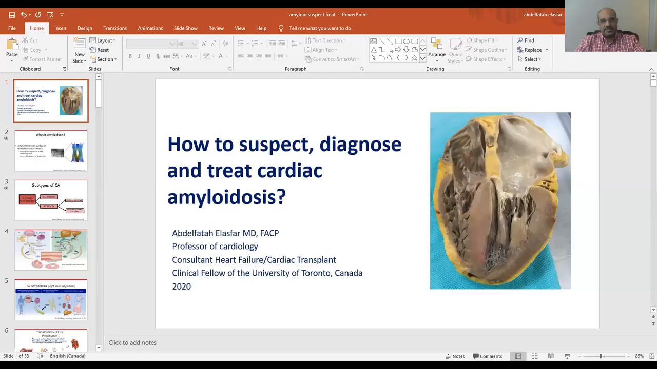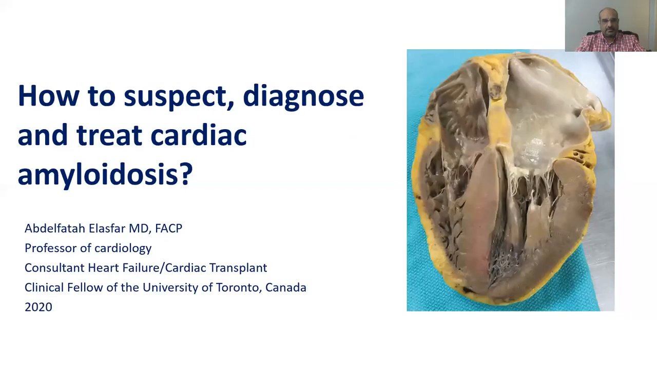I will talk to you about an important topic in cardiology that is emerging in the last few years and will be of interest in the coming years. This is cardiac amyloidosis. The title of the presentation will be how to suspect, diagnose, and treat cardiac amyloidosis.